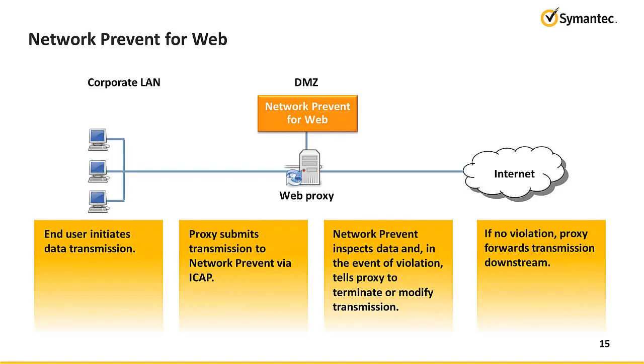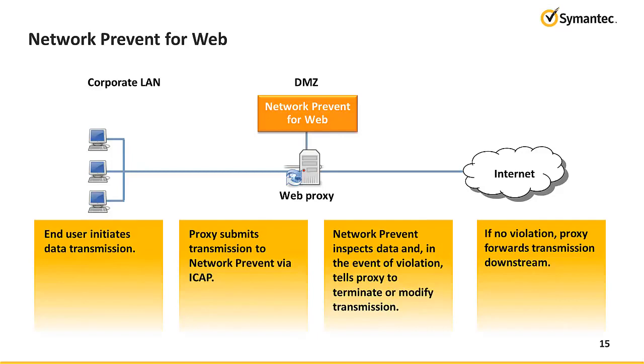This figure represents an end user sending a web transmission, for instance a web request, out to the internet via a corporate web proxy. Using the ICAP or SICAP protocol, the proxy forwards the request to the Network Prevent for Web server for inspection. If a transmission triggers a Symantec DLP policy, the Network Prevent for Web server captures an incident and forwards it to the Enforce platform for reporting.